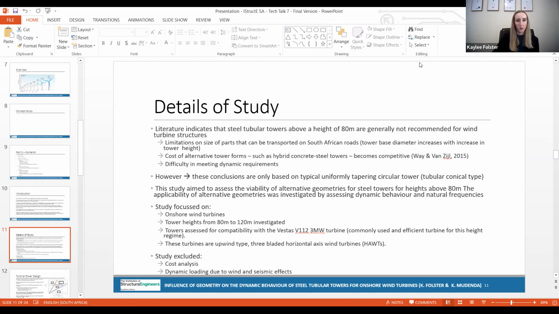There were also some exclusions from the study. So a cost analysis was not carried out. This is still quite a preliminary study. And then dynamic loading due to wind and seismic effects was also excluded from the study.